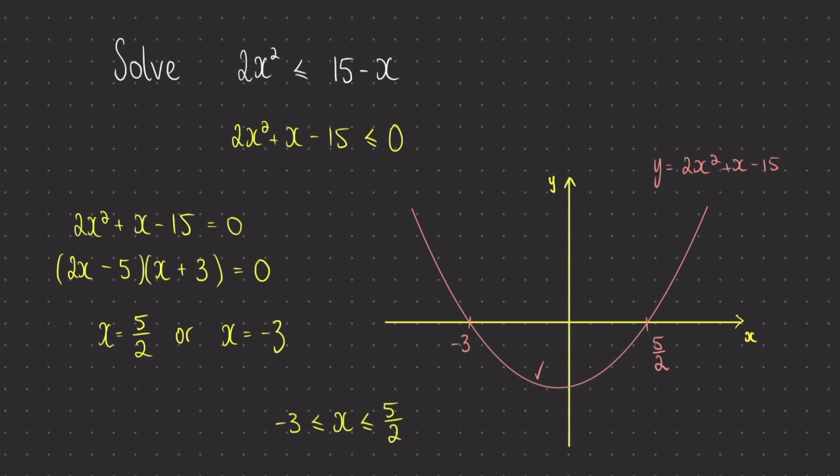So our final answer is -3 is less than or equal to x, which is less than or equal to 5/2. So just to summarize the few key points for working out quadratic inequalities, the first step is to rearrange so that one side of your inequality is 0. It doesn't matter what symbol or which side of the symbol is facing the 0, as long as you've rearranged it so that one side is 0.